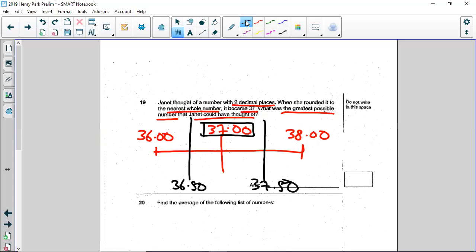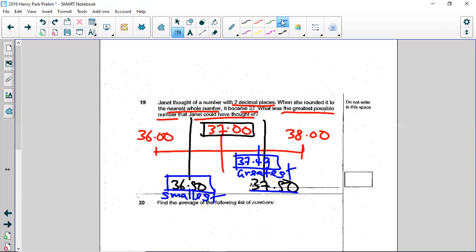So the biggest number is very easy. Just minus 1 from this. So 37.50 minus 1, you will get 37.49. And when you round this to the nearest whole number, it will become 37. So this is your greatest number when you round off to the nearest whole number. And then what's the smallest number? This is the smallest 2 decimal place.